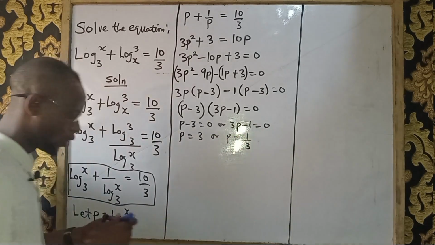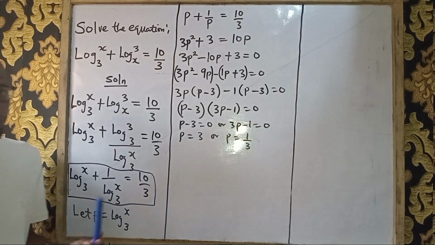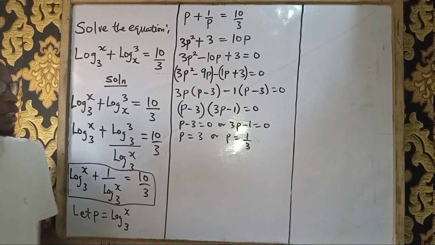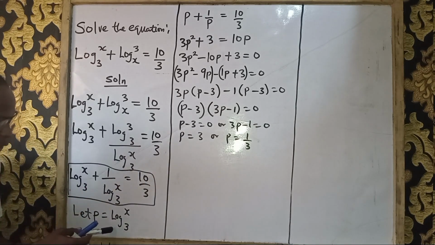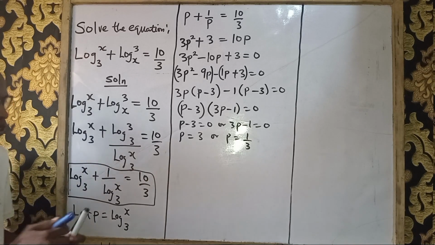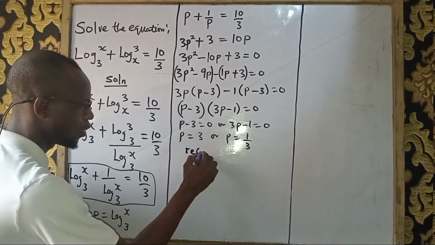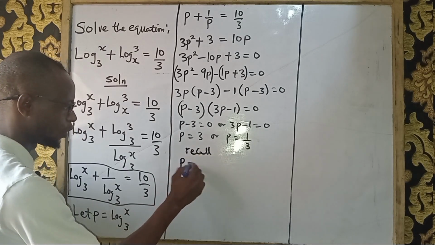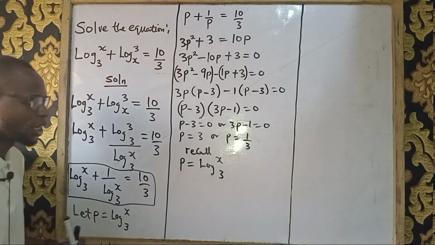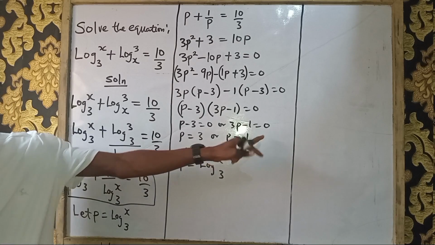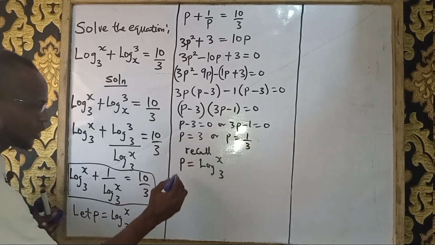So we have gotten p to be 3 and we have gotten p to be 1 over 3. We are not interested in getting the value of p, we are interested in getting the value of x, but we represent that expression to be p. So we now recall that you said that p is equal to log x in base 3. So it means that anywhere you see p now, you put 3, and you put 1 over 3. So let me start with the 3.